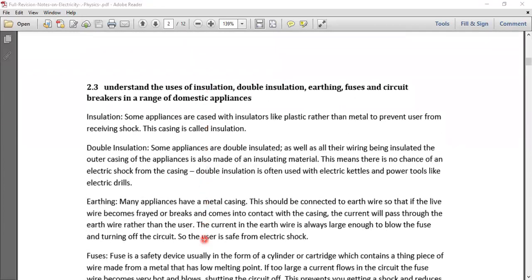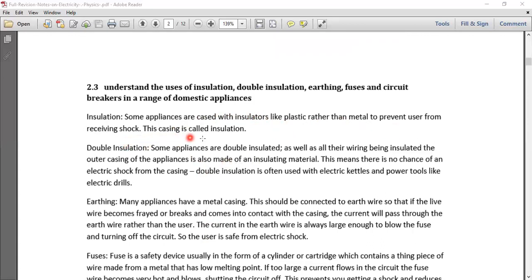Okay, the next section is to understand the uses of insulation, double insulation, earthing, and fuses. So what is insulation actually? Some appliances are cased with insulators like plastic rather than metal to prevent the user from receiving a shock.